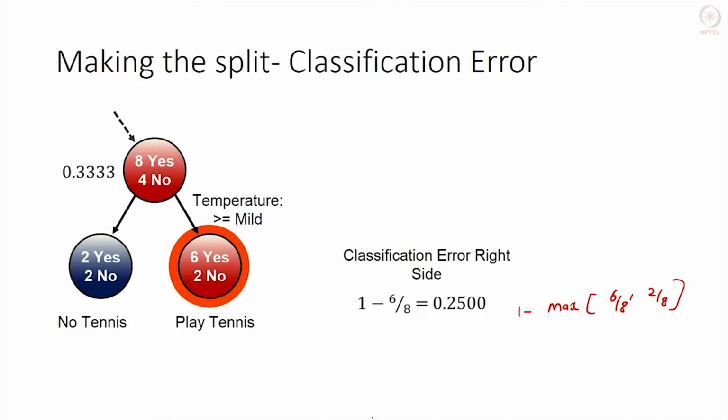So, what we typically want to look at is the change in the classification error. We want a split that would give rise to the biggest decrease in classification error. So, what we do is after the split we calculate the weighted average of the classification error.